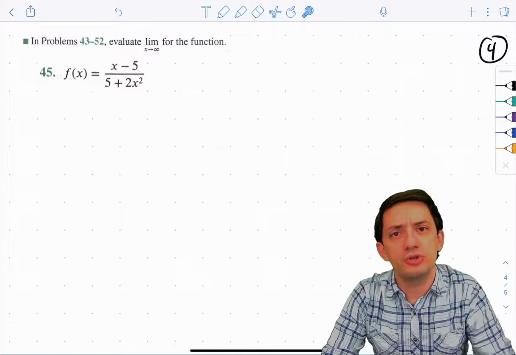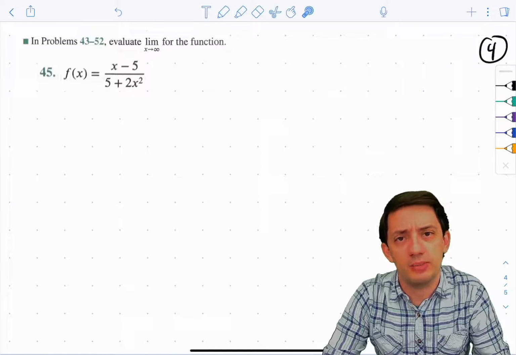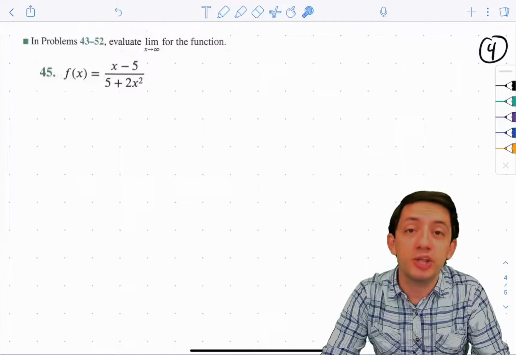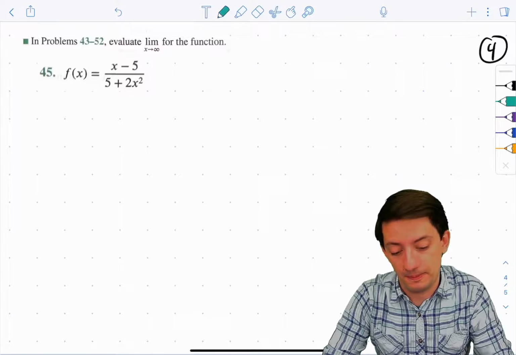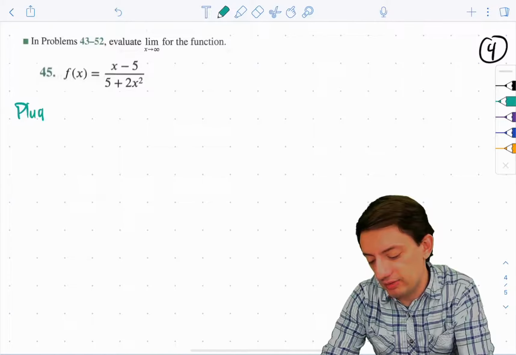So I'll show you two different ways to solve this. One is kind of like when we were doing the 1.6 problems, and the second one is one that you'll see the book use sometimes, and you can use whichever one you like, but I'd like you to see the two different ways to do it. So first let's think about what happens when we plug in a very big number.